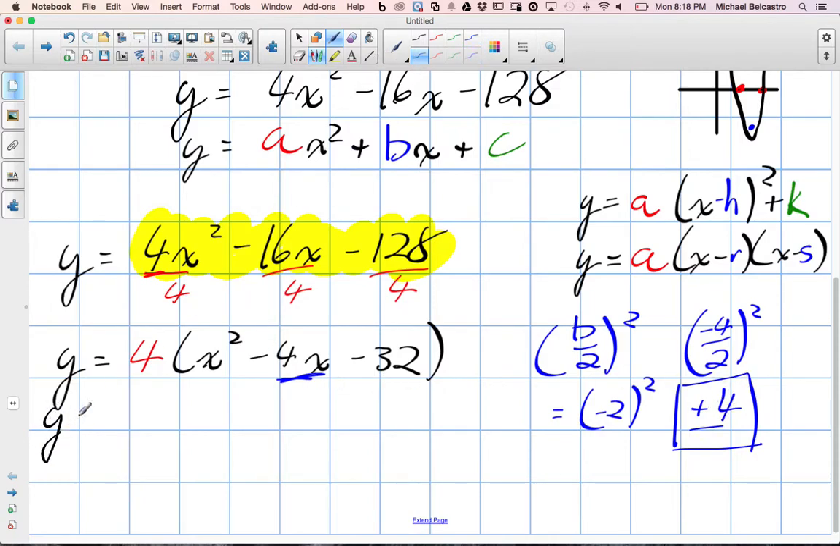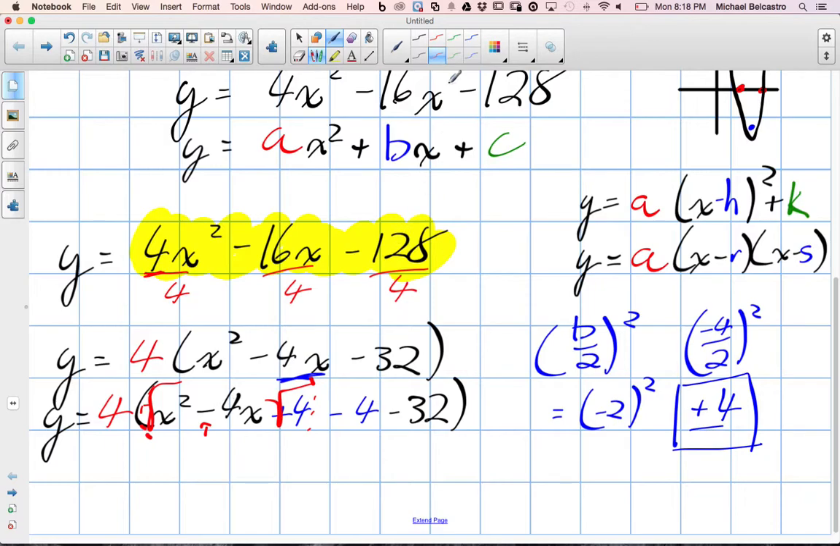So our next line reads y is equal to 4 times x squared minus 4x, that still stays. We're going to add 4, and we're going to subtract 4, minus our 32 here. Now the reason we've done this is because here and here we've created a perfect square trinomial. So we can factor that by just square rooting the first and last term and taking the operation from our b term here. And we're also going to combine our last two terms.